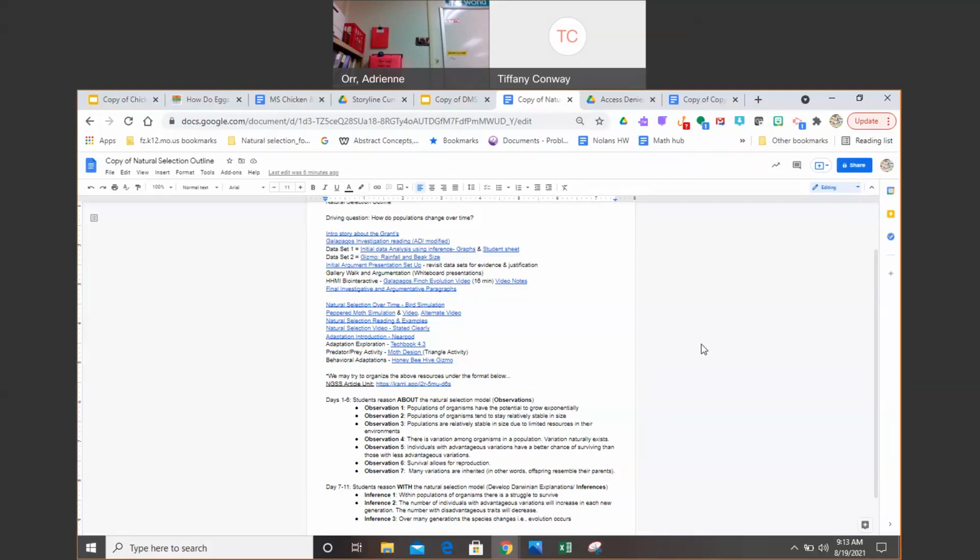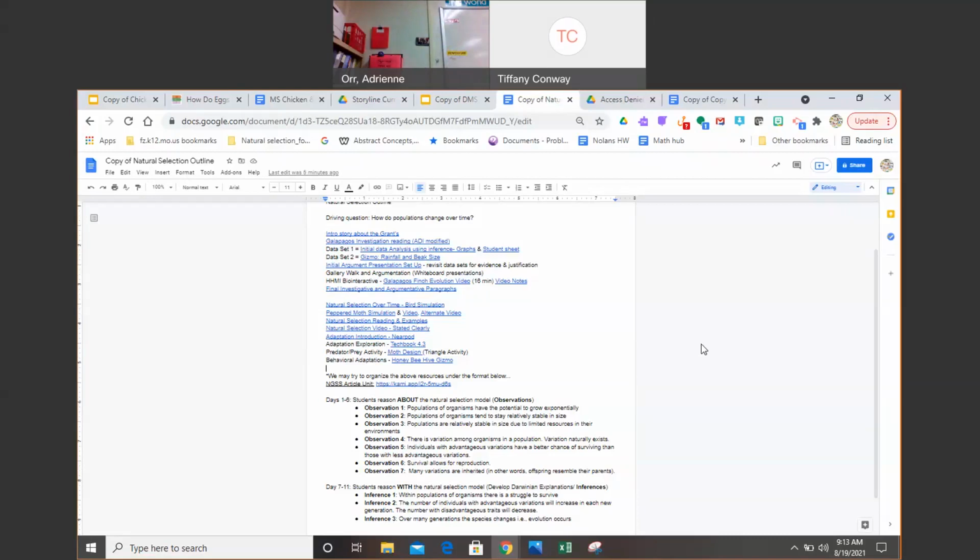Now, I did find an article through NGSS that was basically talking about the same storyline, only again, it wasn't developed, but they gave this idea about the first 6 days being focused on observations.